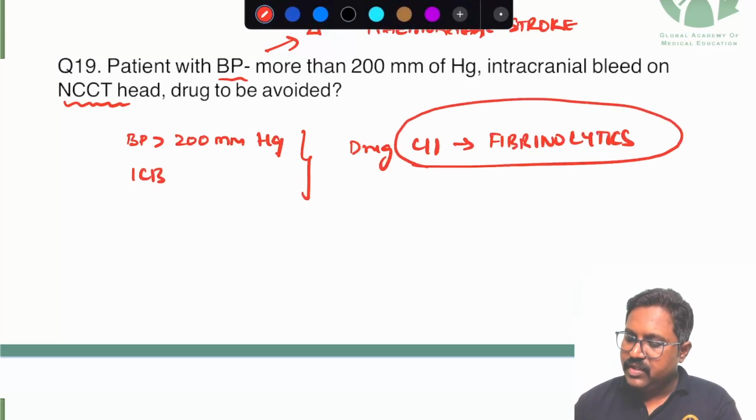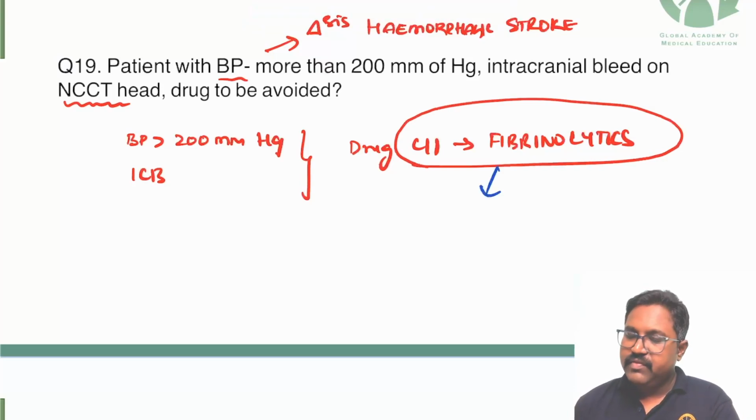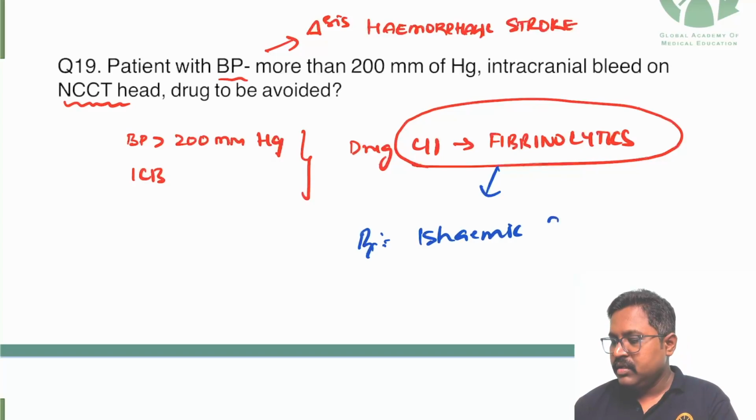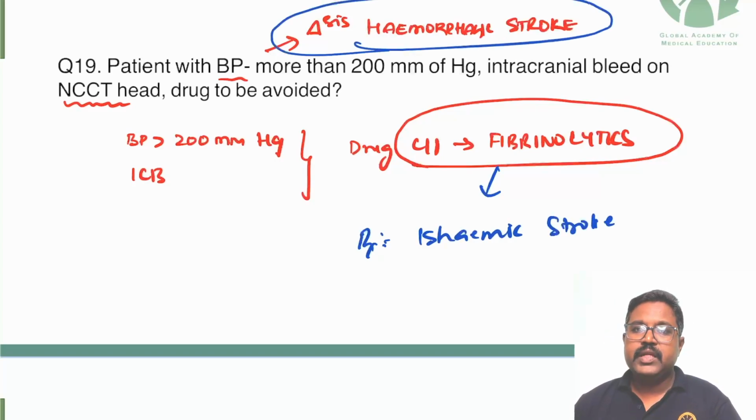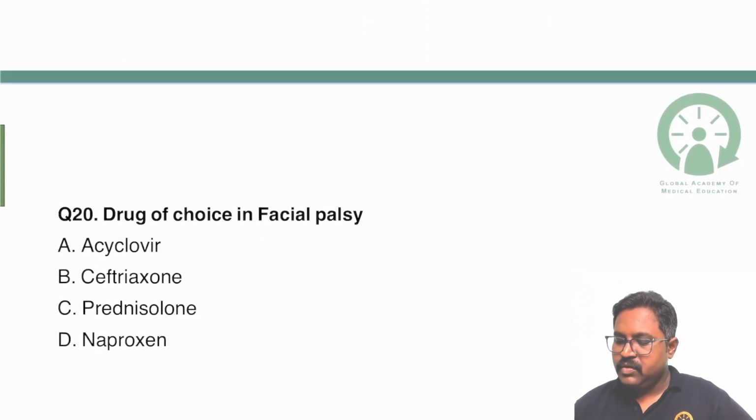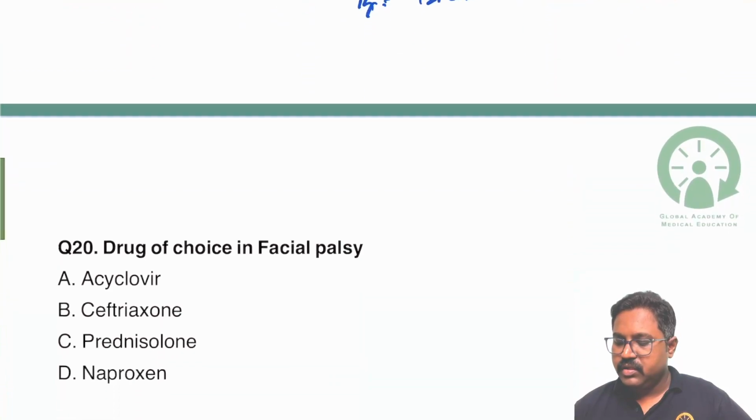Where can you use the fibrinolytic, in which type of stroke? You can prefer it in case of ischemic stroke, but not in case of hemorrhagic stroke. So next, moving on to question number 20.